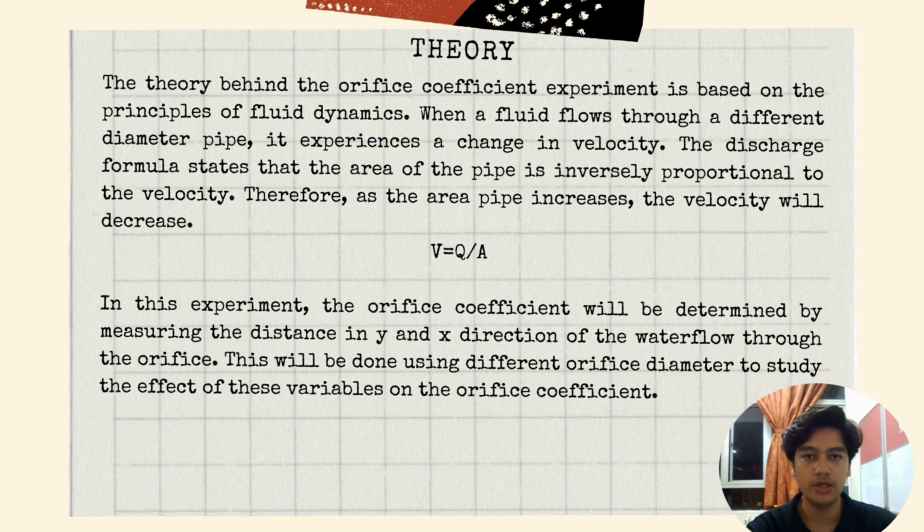The theory behind the orifice coefficient experiment is based on the principle of fluid dynamics. When a fluid flows through a different diameter pipe, it experiences a change in velocity. The discharge formula states that the area of the pipe is inversely proportional to the velocity. Therefore, as the pipe area increases, the velocity will decrease, as in the equation V equals Q over A.